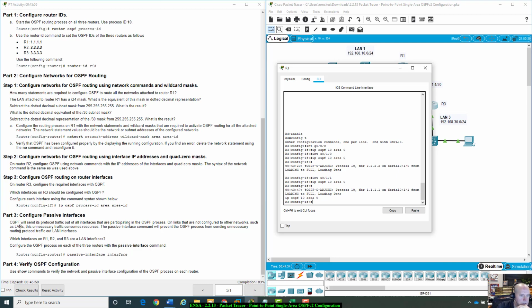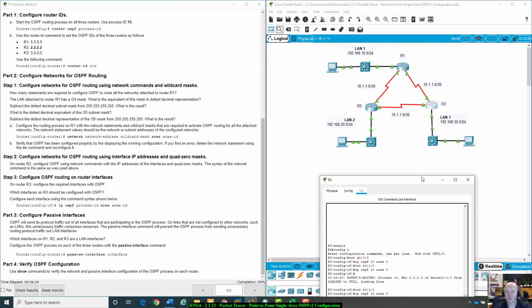All right, so now we're on part 3, configure passive interfaces. OSPF will send its protocol traffic out all interfaces that are participating in the OSPF process. On links that are not connected to other networks, such as LANs, this unnecessary traffic consumes resources. The passive interface command will prevent the OSPF process from sending unnecessary protocol traffic out LAN interfaces. Which interfaces on R1, R2, and R3 are LAN interfaces?